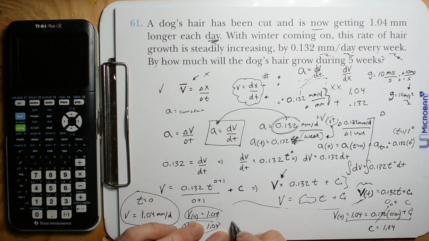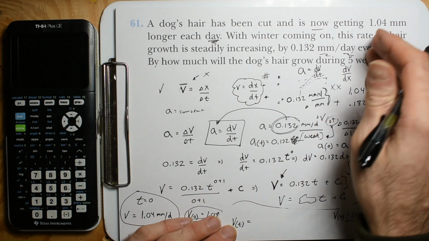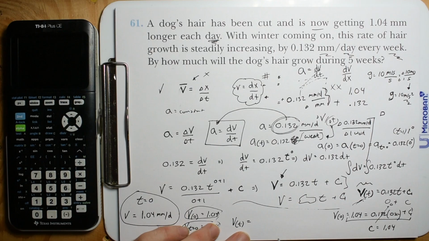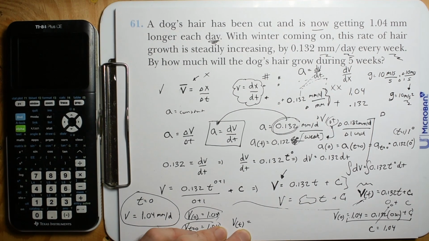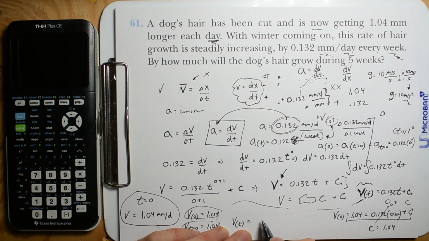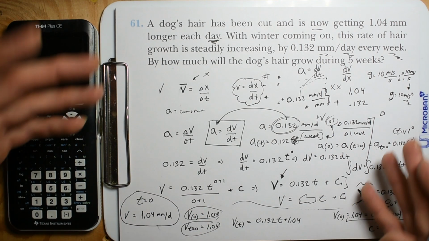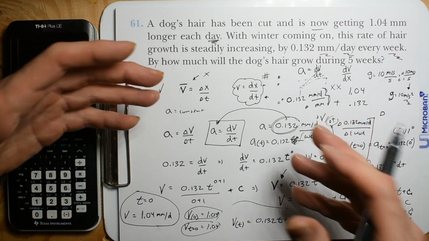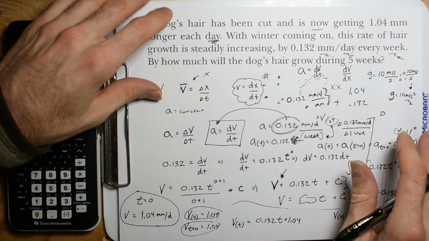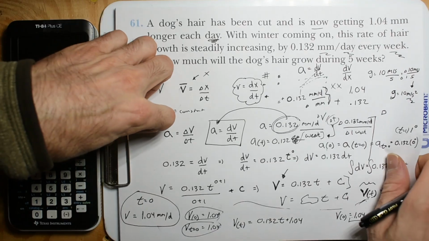Okay, hell yeah. So now we have our official velocity, or equation for our velocity. And this is the velocity of the dog's hair at any time, which is really remarkable. All right, so we have 0.132 t plus 1.04. Okay, hell yeah. But now at any given moment we know the dog's hair's velocity. And so that's just the first part.